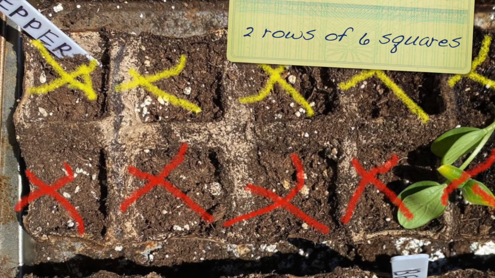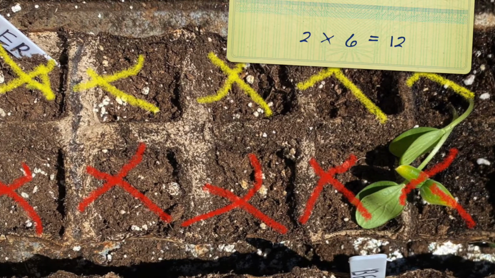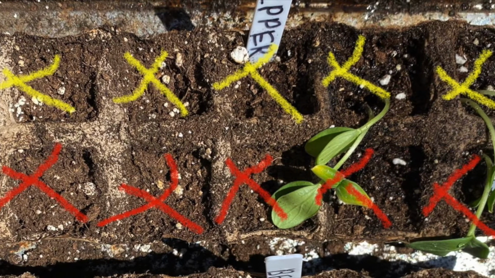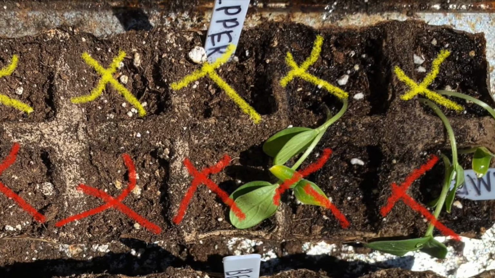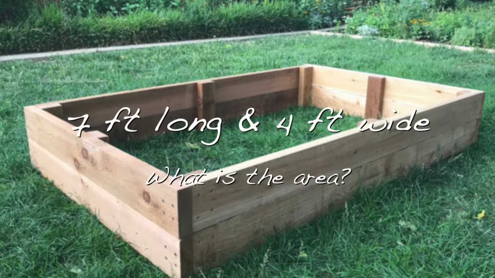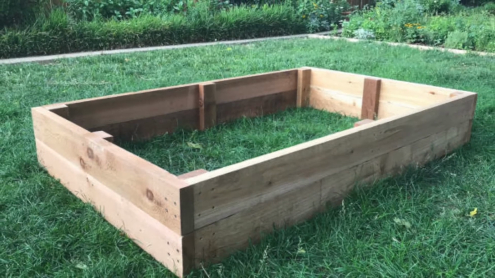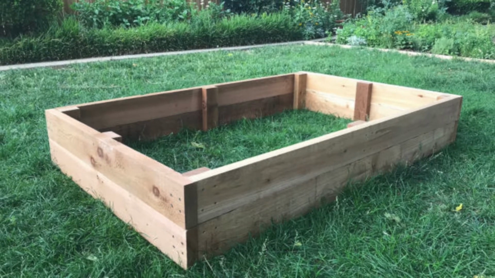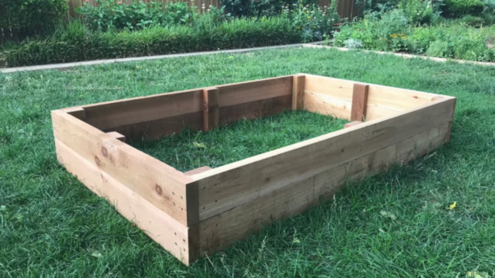So I'll need to take out my ruler and measure the length of 6, the width of 2, and multiply 2 times 6 for 12 as my area. Here I've got 7 by 4, so 7 times 4 is 28, so I've got 28 feet for my area.